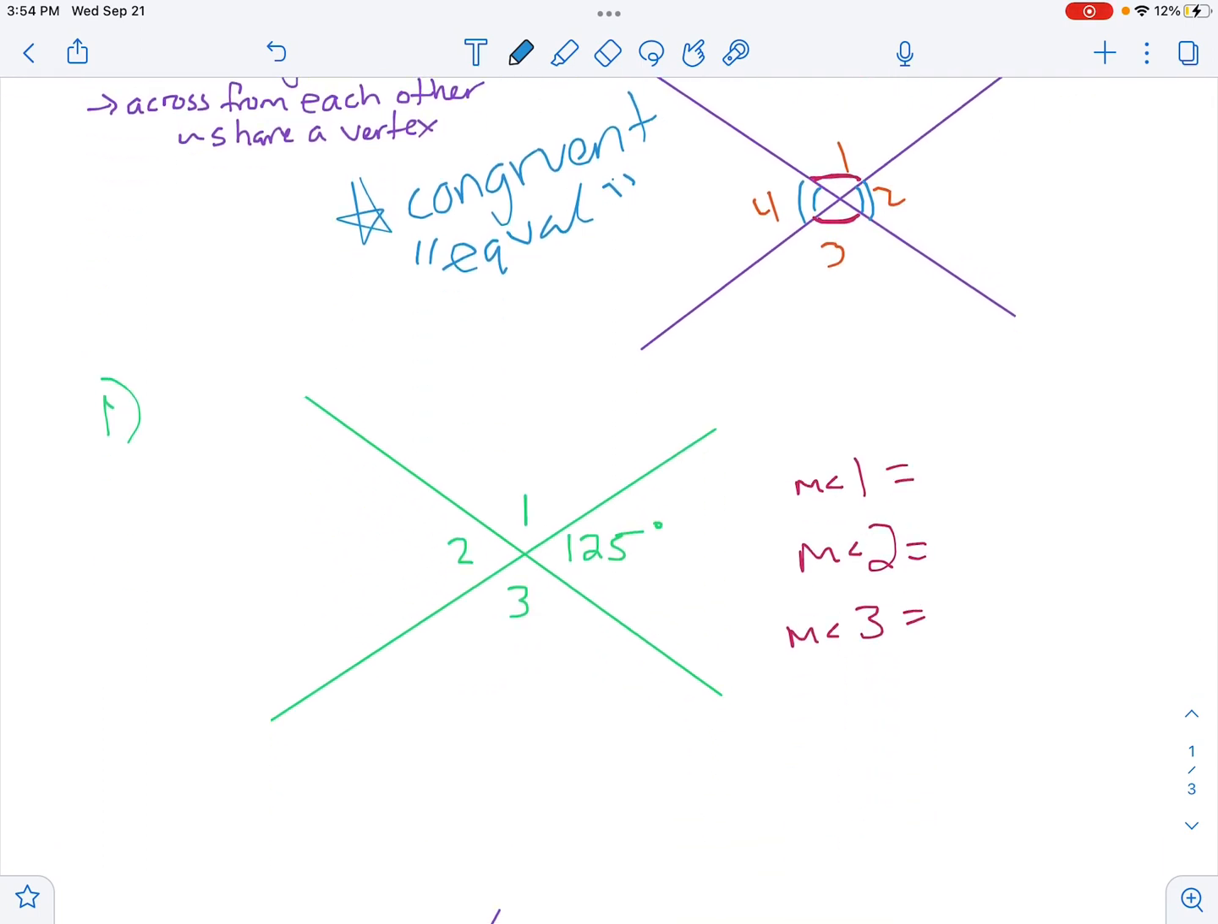This first example, we have an X and we're given one angle. So let's find the other angles. So the first thing that I jump to is, well, I'm given this 125. And I see that there's a vertical angle. Who's across from him? Angle 2. Which means those are vertical angles, which means they're the same measure.